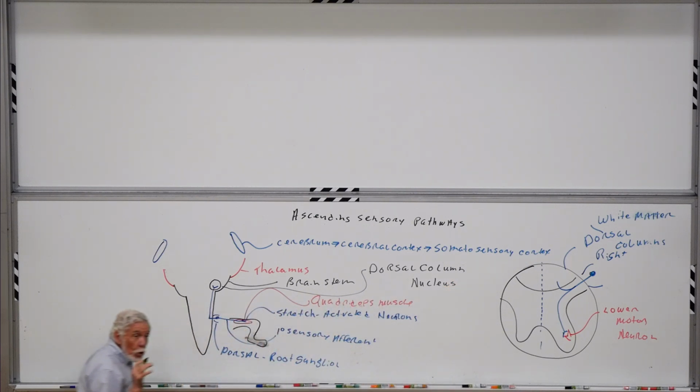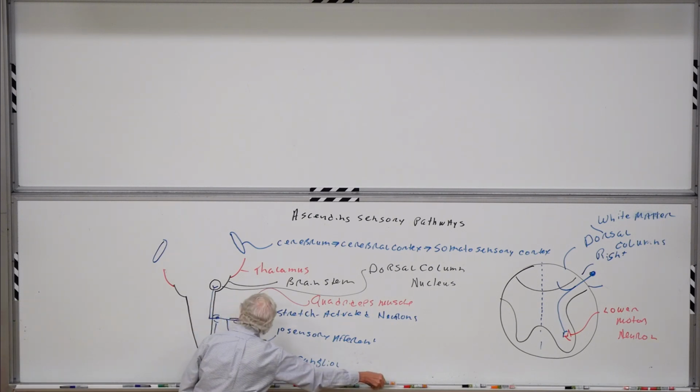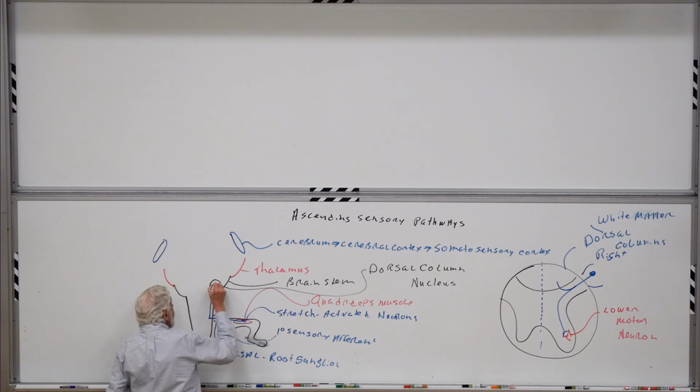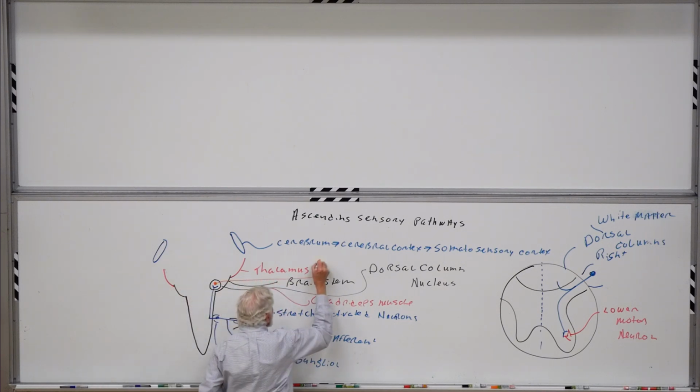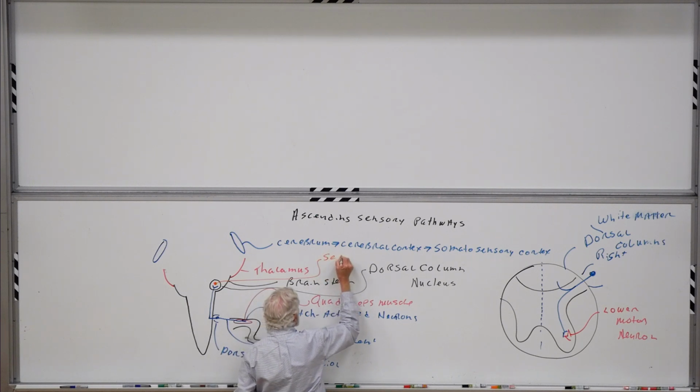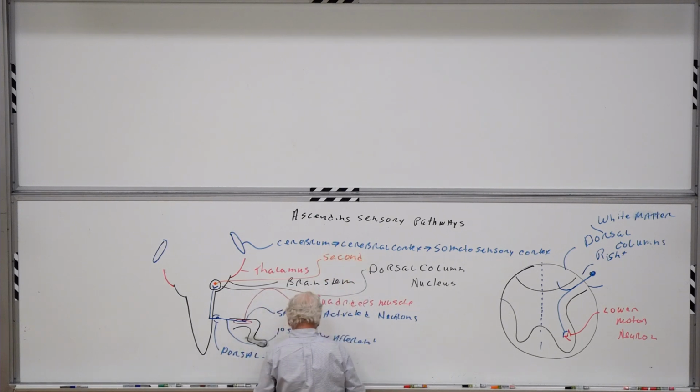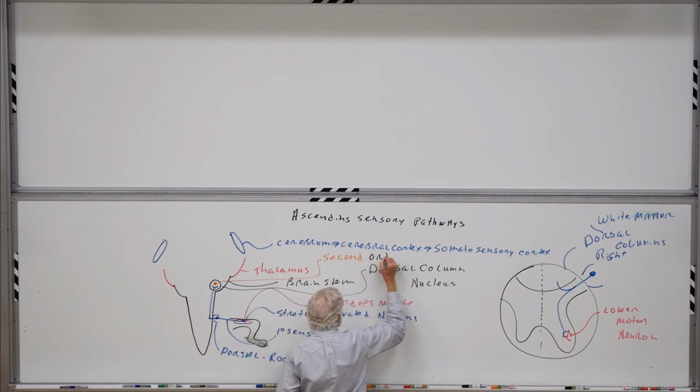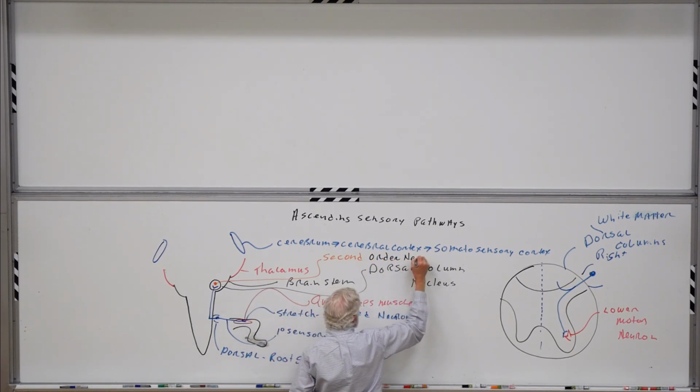So again, the term nucleus, there's meaning in that verbiage. A nucleus is a cluster of neuronal cell bodies, a cluster of input regions in the central nervous system. The input regions that we're talking about here are for these orange neurons. These orange neurons are the second order neurons.